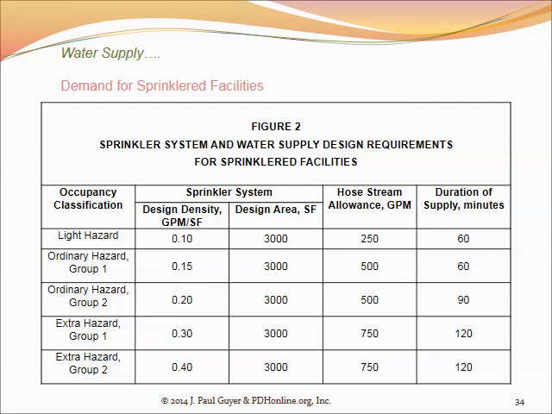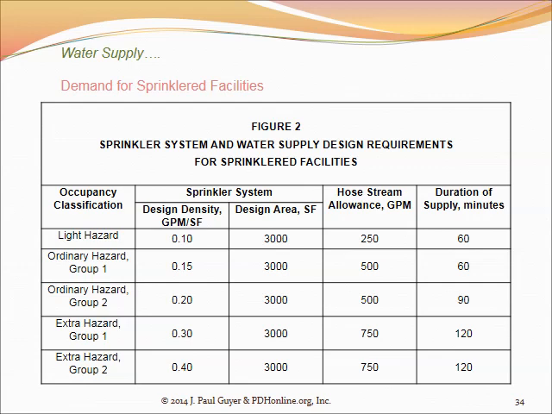In this methodology for the automatic sprinkler system, for the lightest hazard of occupancy, the design density of the water from the sprinkler system is, in this case, 0.10 GPM per square foot, on up to the most hazardous occupancy in this illustration, extra hazard group 2. The design density is 0.40 GPM per square foot.